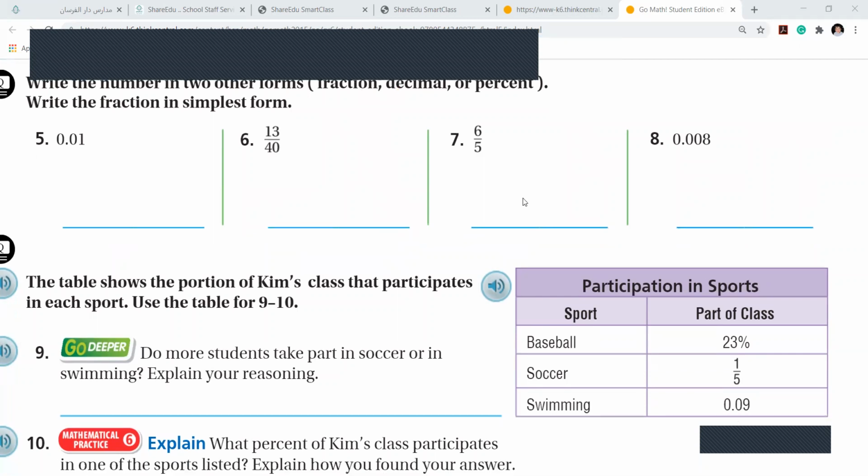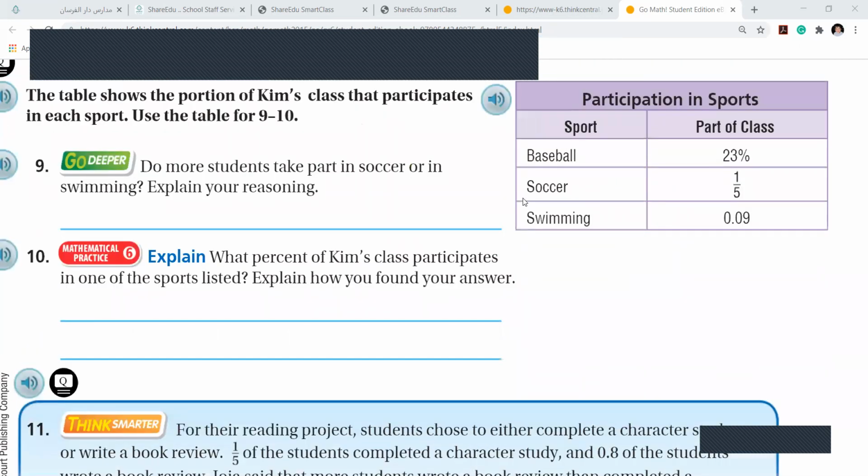The other question. The table shows the portion of Kim's class that participates in each sport. Do more students take part in soccer or in swimming? When you compare swimming and soccer, girls, which one has more? Let us solve both of them. This is nothing but 9 over 100. That is 9%. And 1 over 5, let us divide: 1 divided by 5 gives point and 0.